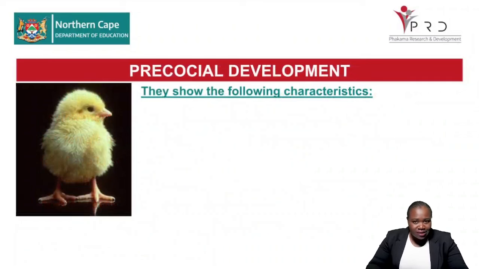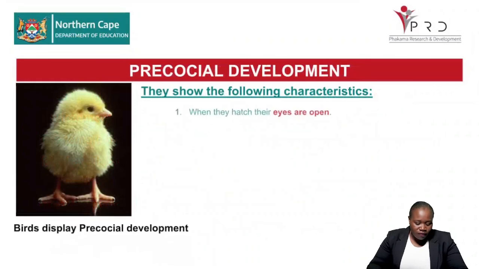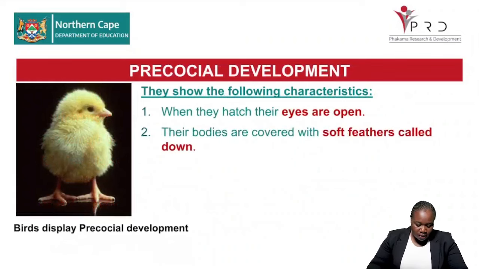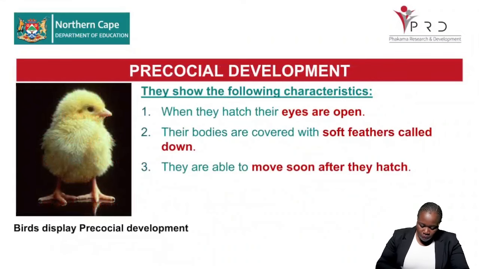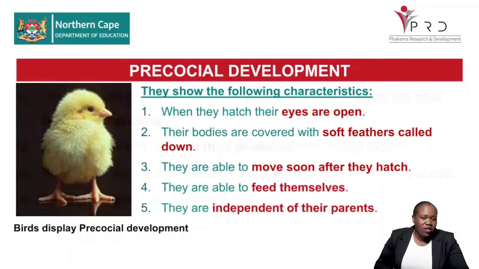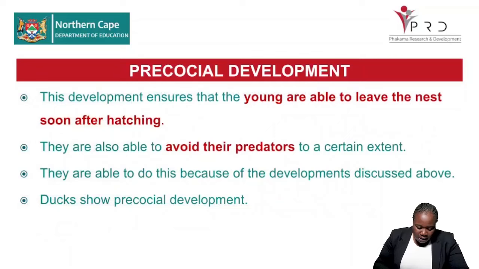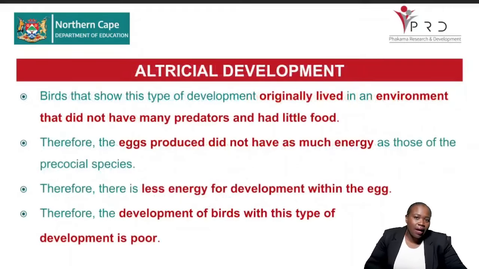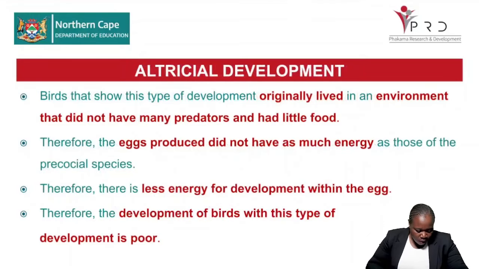We can see it is standing, its eyes are open, and it has down feathers, and also it is able to feed itself, and it is independent of the parents. It's not dependent on the parents. All right. So it can move, meaning that it can leave the nest and it can feed itself and does not depend on the parents. All right, so they are able to leave the nest soon after hatching because to some extent they are able to avoid those predators. Okay, now in altricial development, it is quite the opposite of precocial.